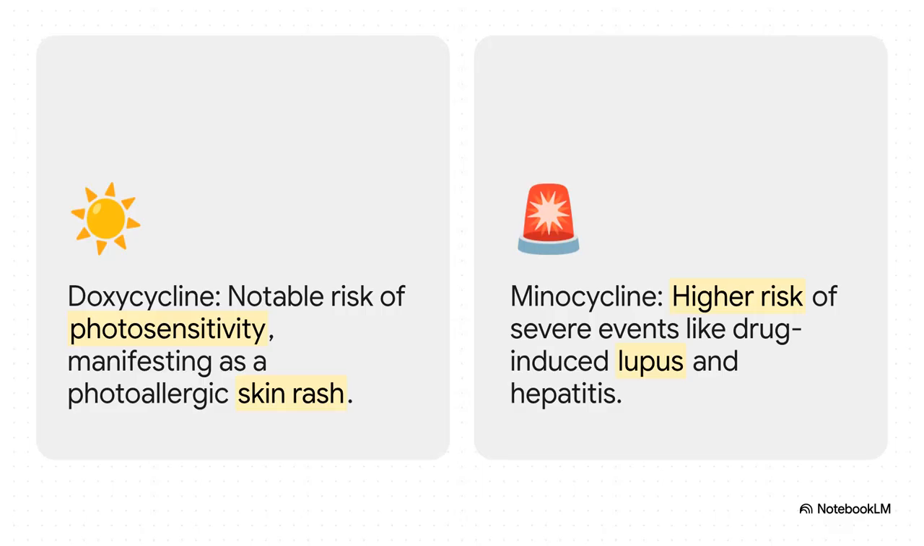This comparison is so clinically important. While doxycycline's photosensitivity is a well-known side effect, and it's manageable, minocycline carries a much higher risk of some really severe idiosyncratic reactions, like drug-induced lupus and autoimmune hepatitis. This distinct difference in their risk profiles is exactly why doxycycline is so frequently the preferred tetracycline for systemic therapy.